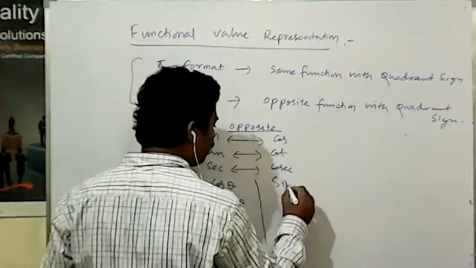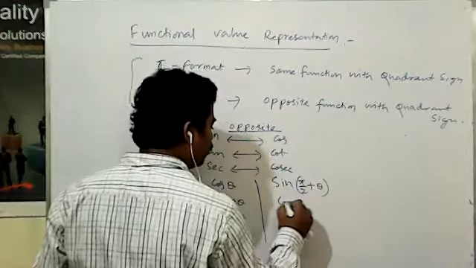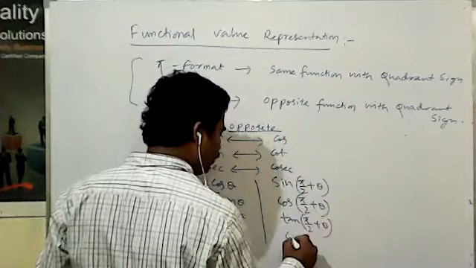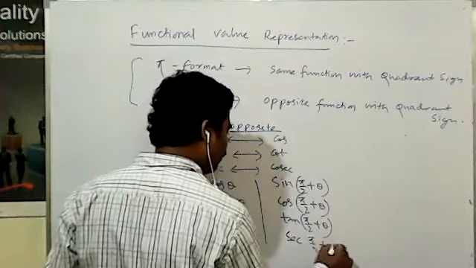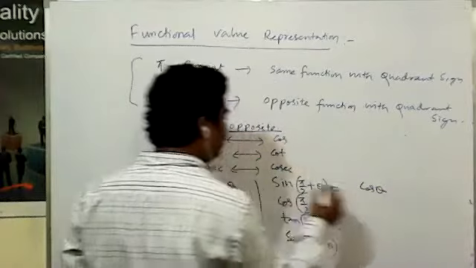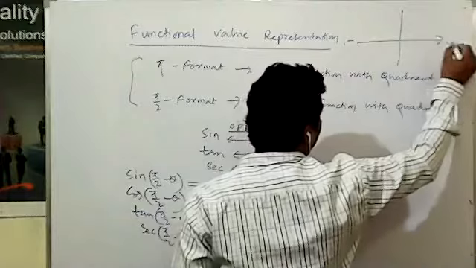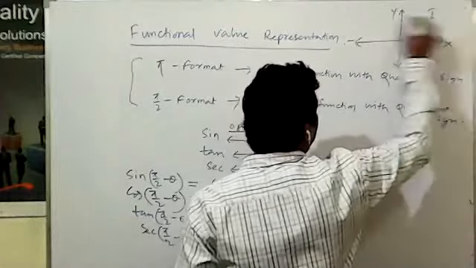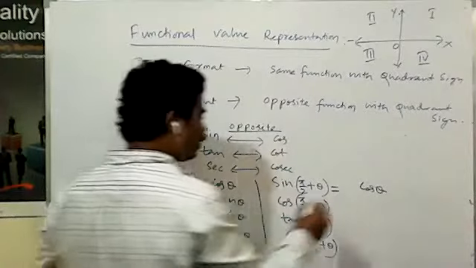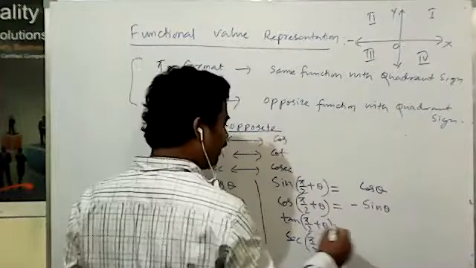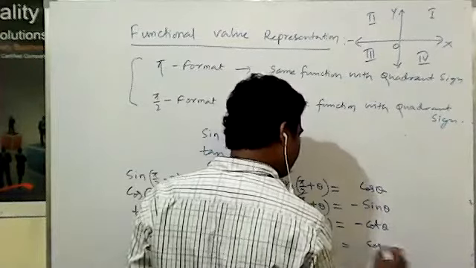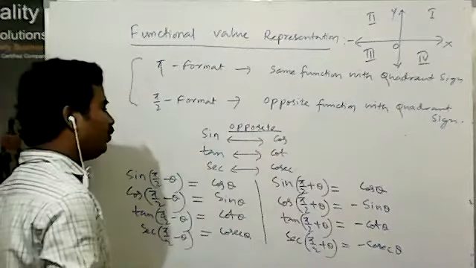Similarly, in the second quadrant, what is the value of sin of pi by 2 plus theta? Cos of pi by 2 plus theta? Tan of pi by 2 plus theta? Sec of pi by 2 plus theta? This is the pi by 2 format, that's why the opposite function comes, and this is in the second quadrant. When it is in the second quadrant, sin is positive, that's why here it is positive. Similarly, the cos function is negative. Then the tan function, the opposite function of tan is cot, which is also negative. The opposite function of sec is cosec, which is also negative. So this is also some value.